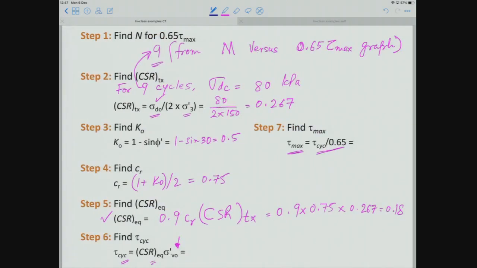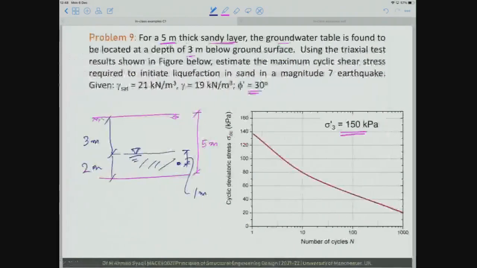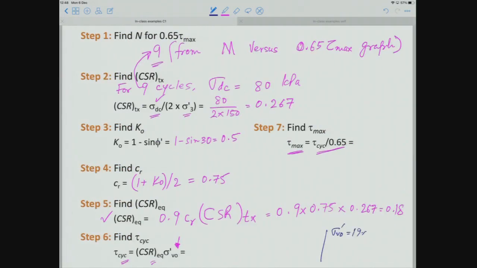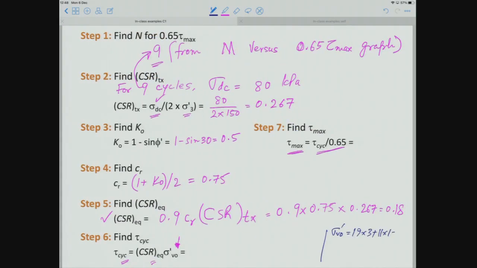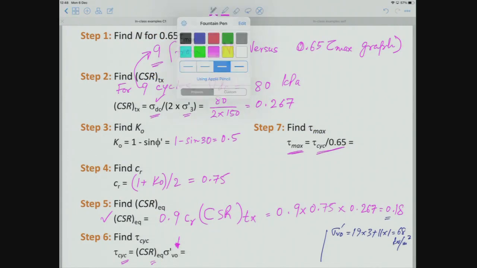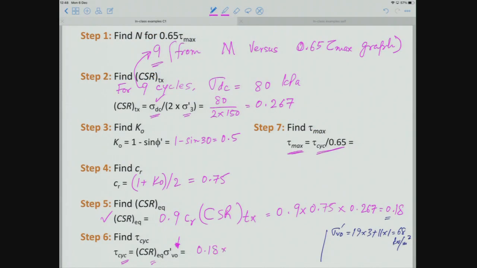I can calculate sigma V naught prime over here. So sigma V naught prime is 19 times 3 plus 11 times 1, and this is 57, 58, 68. That goes over here. So CSR EQ is 0.18 times 68, and this gives me some number. You put this number over here and you will get the tau max from the laboratory triaxial test as well.